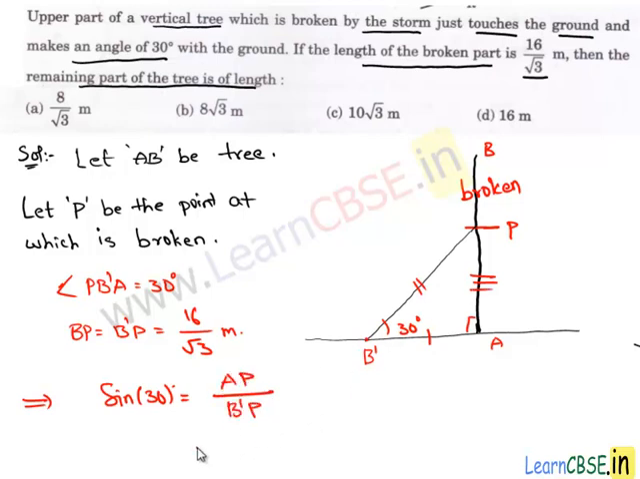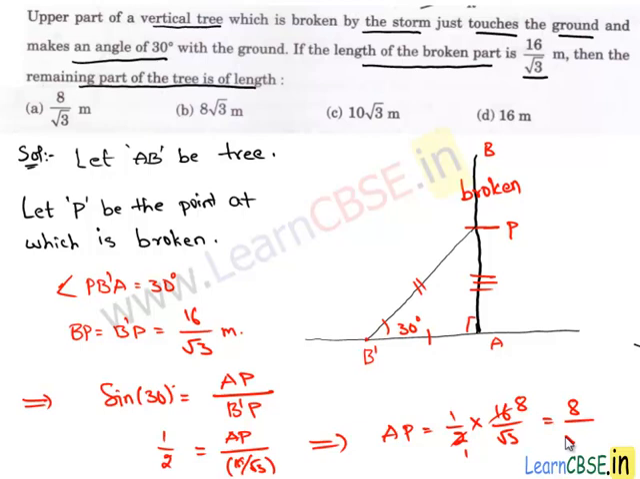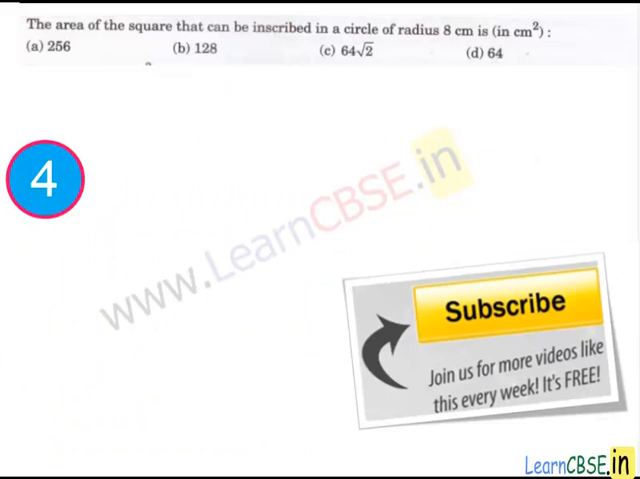Let's substitute the values. Here sine 30 is 1 upon 2, AP is unknown, and we know B dash P, which is 16 upon root 3 meters. By transposing, we get AP is equal to half of 16 upon root 3. And here 2 goes in 16 8 times. Therefore, the length of the remaining tree is 8 upon root 3 meters. It corresponds to option A. Therefore, option A is our answer. Let's move to the next question.